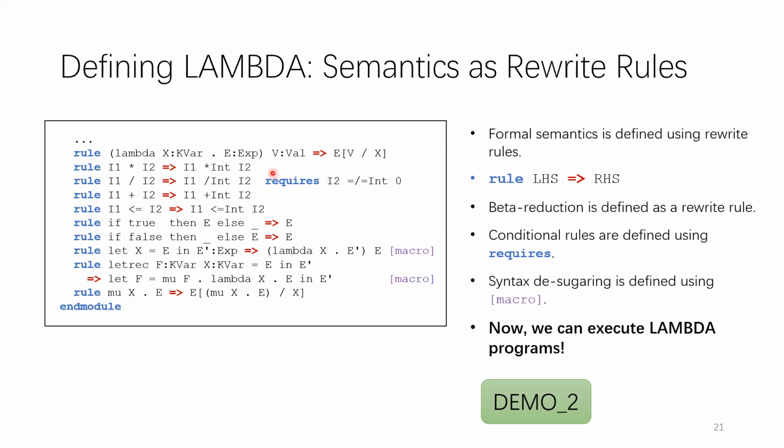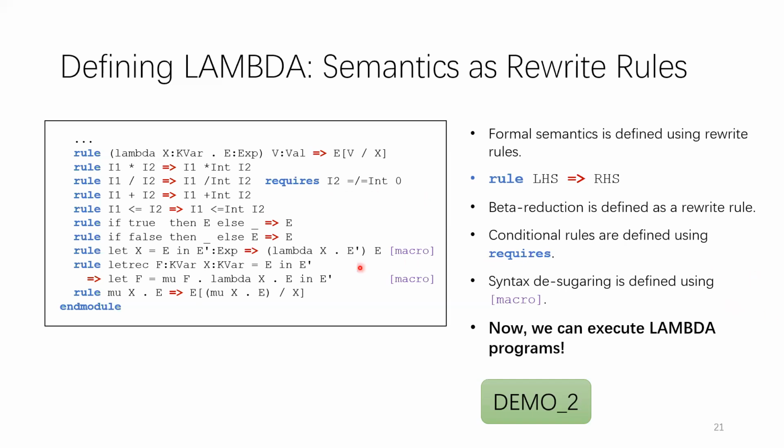And then the next 4 rules define the semantics of arithmetic operations. They rewrite the programming language constructs to the corresponding integer operations, which are predefined in K as well. So note that K allows you to write conditional rules. For division, for example, we require that I2 must not be 0. So if I2 equals 0, there's no semantic rule that can be applied, so K will just get stuck during the execution.